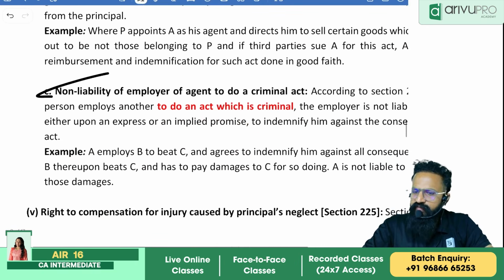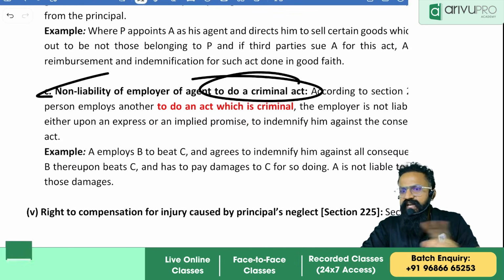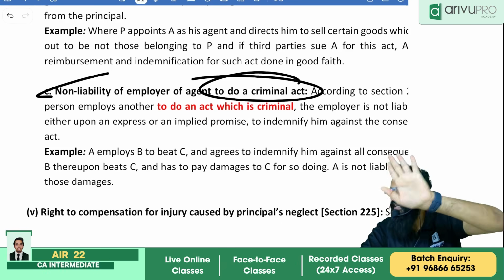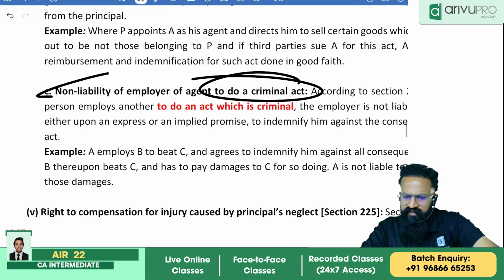Non-liability of employer of agent to do a criminal act. A tells B to kill C. If B kills C, A is not liable under the Indian Contract Act. Under the BNS, you are liable.